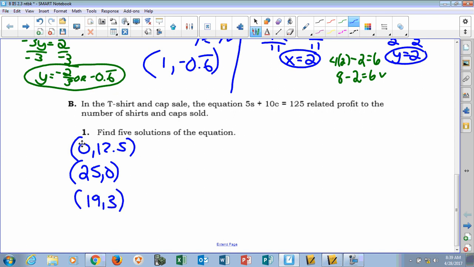Good. Brad? 5 and 10. Yeah, because 5 times 5 is 25. 10 and 10 is 100. So there you go. Jacob? 10 and 8. You said 10 and 8? Well, if 10's here, that's 50. This is 80. What's 50 plus 80?